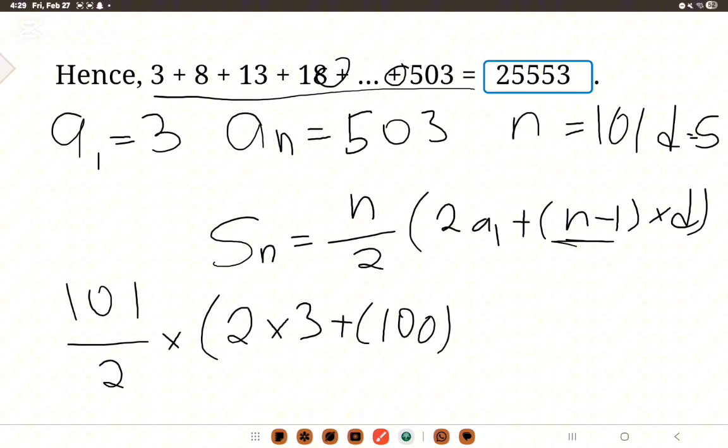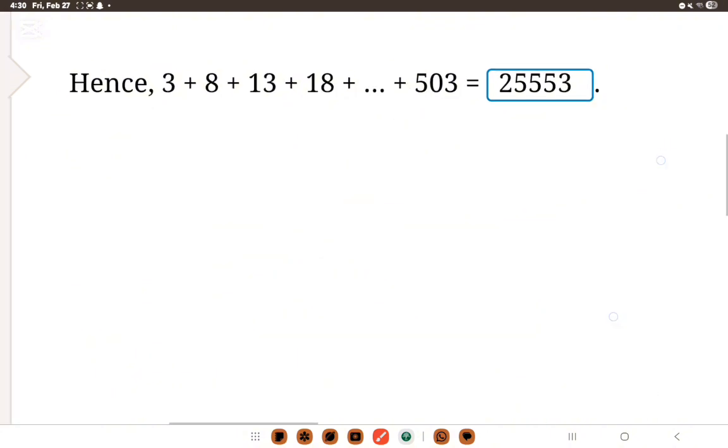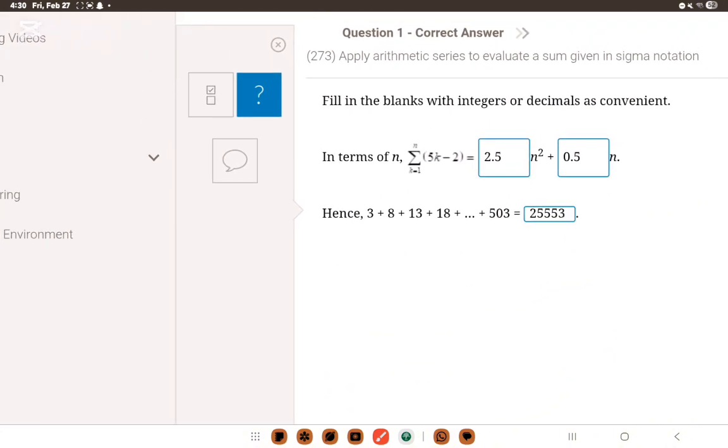I already did the minus: 101 minus 1 multiplied by 5. Now over 2 multiplied by 2 times 3 plus 100 times 5, we get 25553, which is the correct answer. That's it for chapter 8.2.